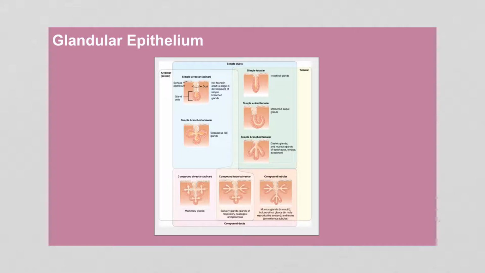Another way that they're classified is by the way that they secrete their products. Merocrine glands are going to release their products through exocytosis. The sweat glands that we find from head to toe are merocrine glands. They secrete sweat by exocytosis.